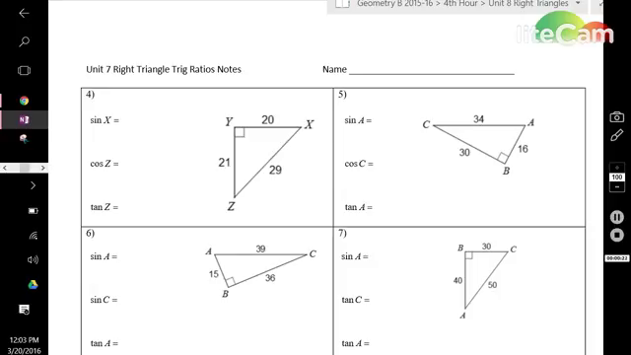We use what's called SOHCAHTOA to help us remember the ratios that go with each trig function. S stands for sine, C stands for cosine, T stands for tangent. Now SOH, CAH, and TOA, neither of those are actually trig functions. This is just a nice way to help you remember what the ratios are.